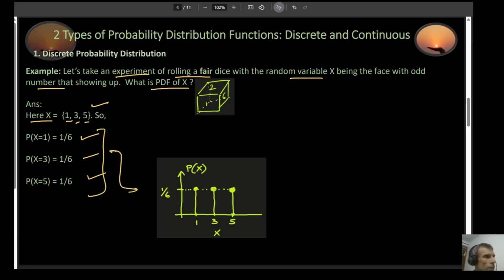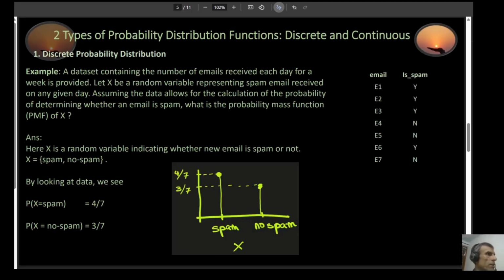Now you can also depict this pictorially. You can draw a little picture that will help you visualize this. You write 1 over here, you write 3 over here, you write 5. Now the probability of 1 is 1 over 6, so this height is going to be 1 over 6. Likewise, the probability of getting x equal to 3 is 1 over 6, so this height right here is 1 over 6. Likewise, the height of x equal to 5 is 1 over 6. So this is another way of representing graphically your probability distribution function, especially your PMF for your discrete case.